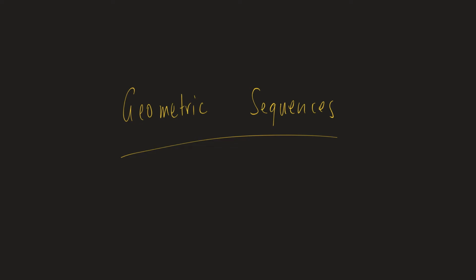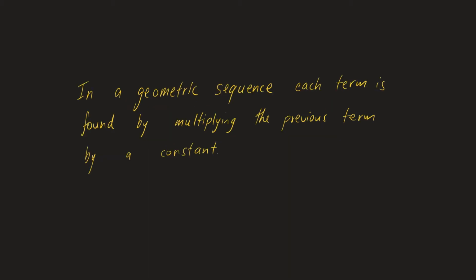During this video, we will be looking at geometric sequences. In a geometric sequence, each term is found by multiplying the previous term by a constant. We're going to look at some examples now. First of all, come up with the formula to find the nth term, and then work through some examples.